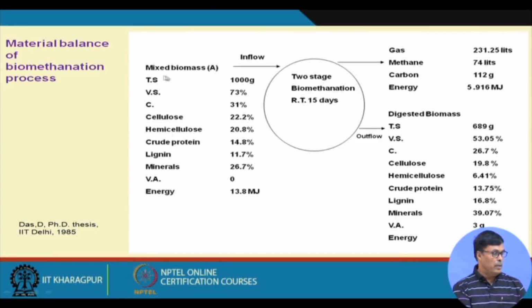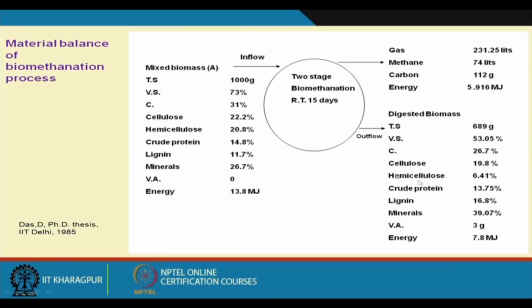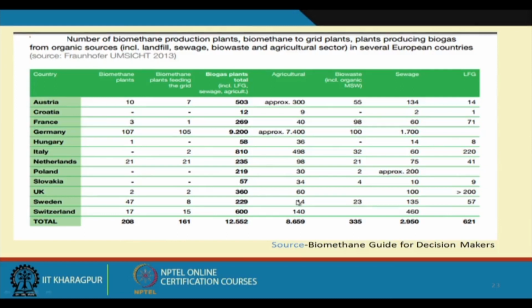We have mixed residue here. This is the total composition. We find during the degradation process, lignin content increases. Here it is 11.7, here it is 16.8, because lignin doesn't take part in the reaction. Cellulose was 22.1, here 19.8, but hemicellulose is 20.8, here you have 6.8. So what I pointed out, hemicellulose is a very good raw material for the biomethanation process, which converts the organic material to methane and carbon dioxide. So this is some kind of information that we have.